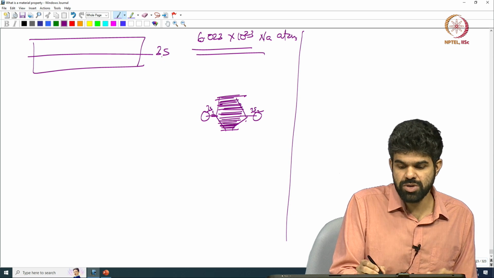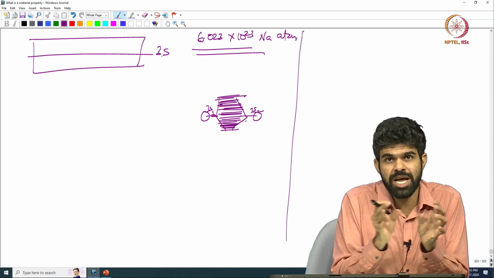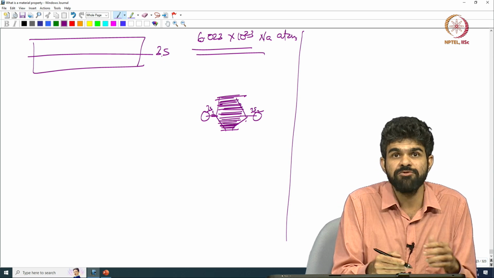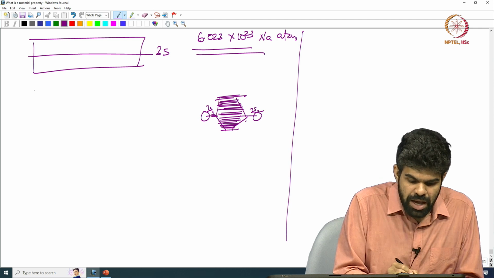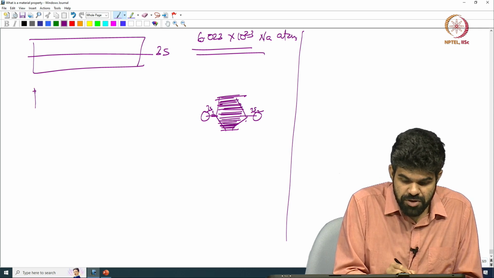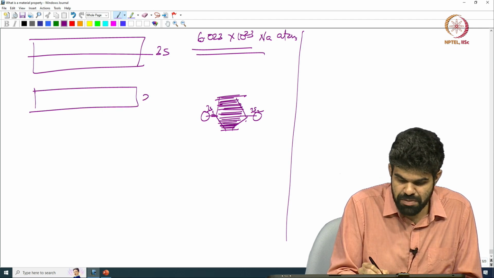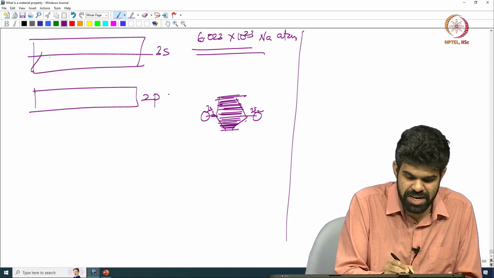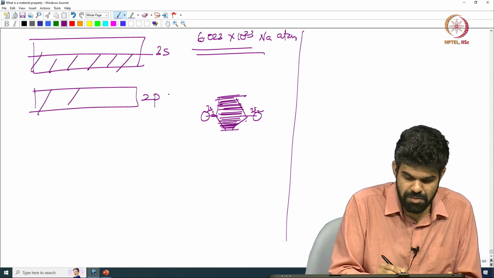Since the 3s orbitals start overlapping and come within a bonding distance, I form a band. Similarly, I also start forming the valence band. The valence band is the 2p band. This is completely filled. This is half filled, this is completely filled.